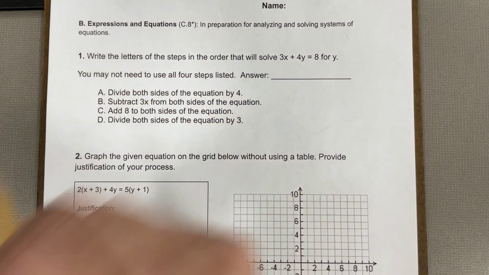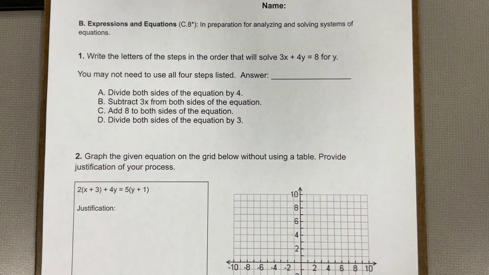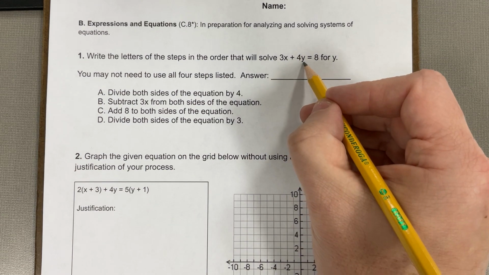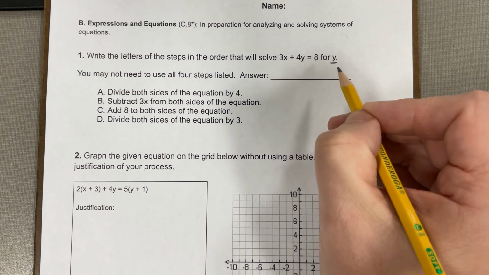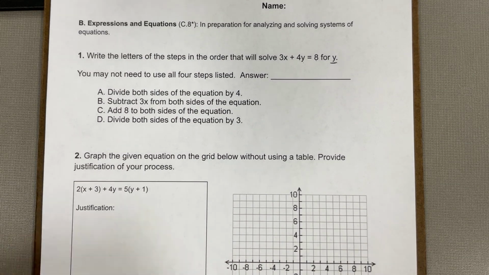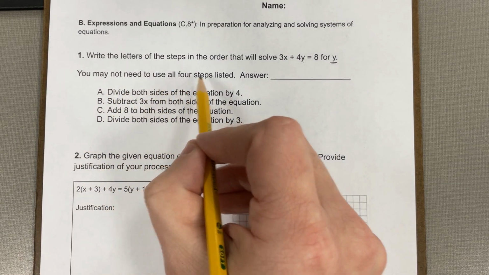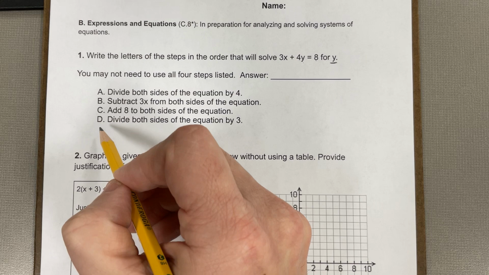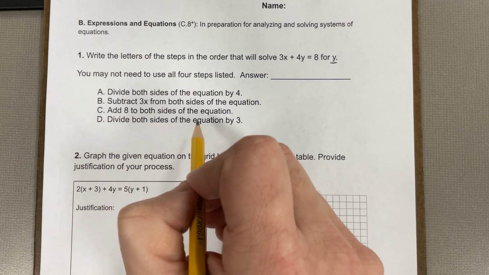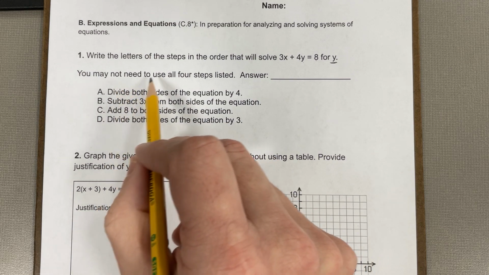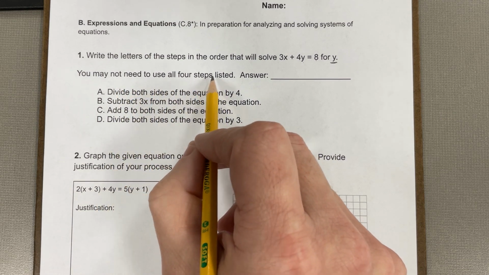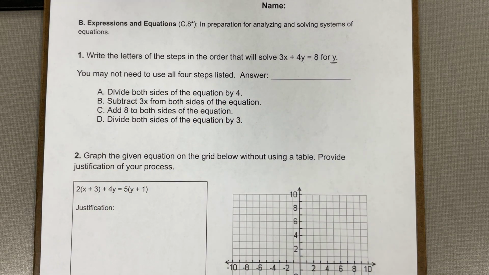Number one says, write the letters as the steps in the order that will solve 3x plus 4y equals 8 for y. So the first thing you have to know is that you have to solve it for y. And it says you may not need to use all 4 steps listed. So there's 4 steps here, and we're going to have to figure out which one of these, or which 2, or which 3, or which 4, because it says you may not need to use all 4 steps listed, but it doesn't say you can't.